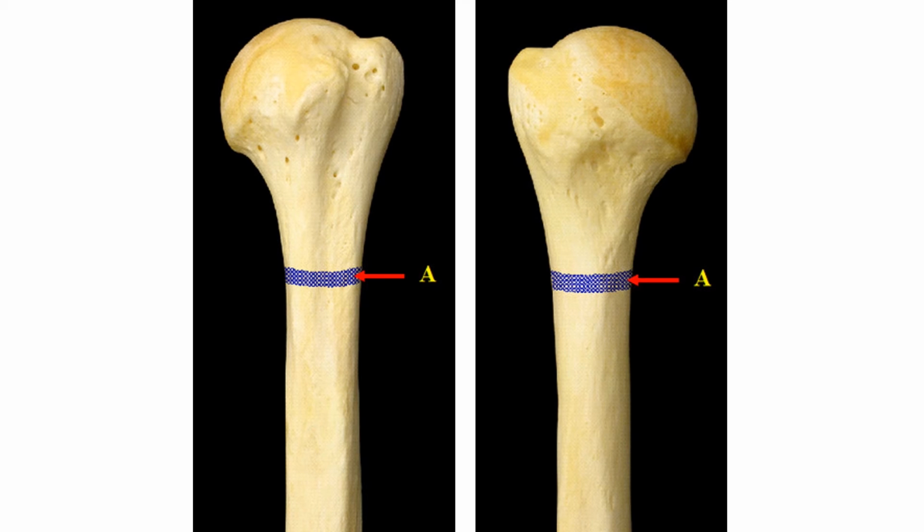When we go lower down the upper end of the humerus, there is another slightly looking depression or neck. This is called surgical neck of the humerus. Why is it called this name? Because the humerus is commonly fractured or broken at this point. Therefore, it is called surgical neck of humerus.